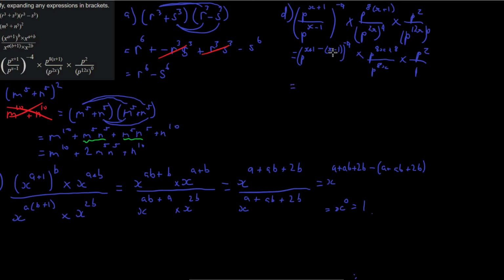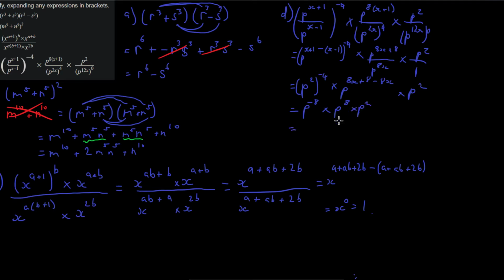Here, let's simplify this. We've got p to the power of x minus x, that'd be nothing. We've got 1 minus negative 1, that's 2. And that's still to the power of negative 4, multiplied by p to the 8x plus 8. And because we're dividing by p, we can subtract that power, minus 8x, multiplied by p squared. We're almost done. This is looking not that bad. p to the power of negative 8, just multiplying those, multiplied by p to the power of 8x minus 8x, they'll cancel. Power of 8 times p squared.